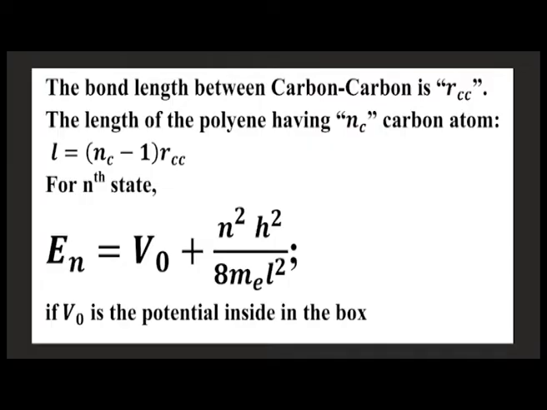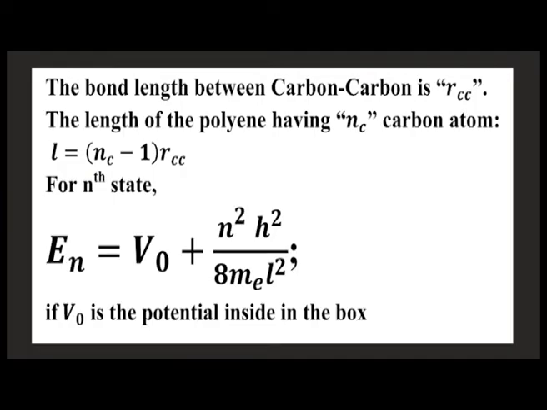A conjugated double bonded network has pi electrons that move in the pi orbitals of a polyene. Therefore, the movement of electrons is taken along the delocalized chain, and the length of the polyene is taken as the length L of the box. The bond length between carbon-carbon is RCC. The length of a polyene having Nc carbon atoms becomes L equal to Nc minus 1 into RCC.